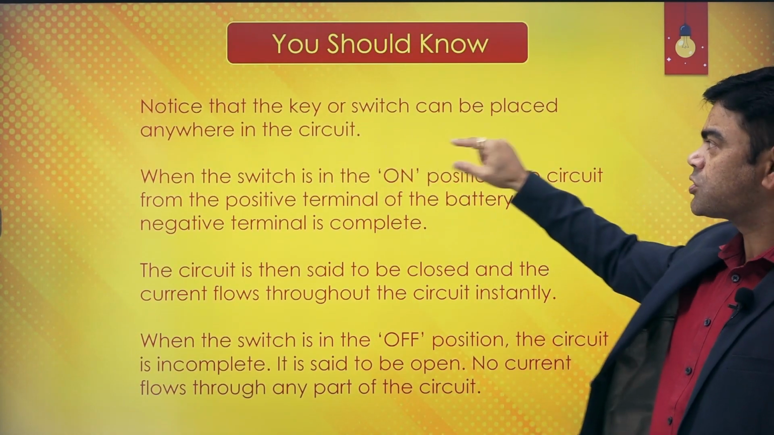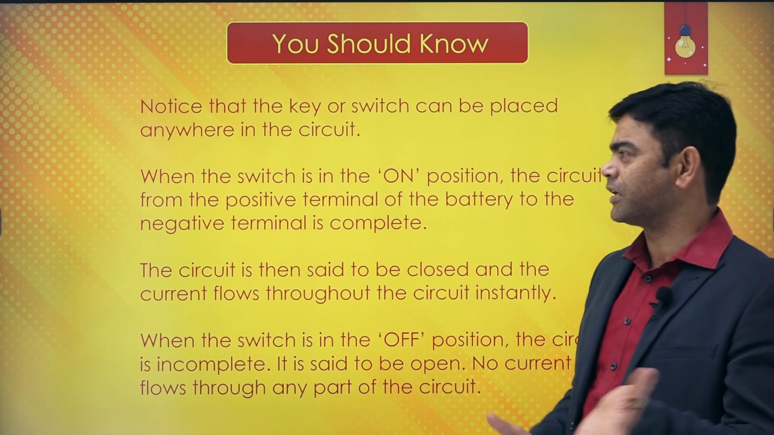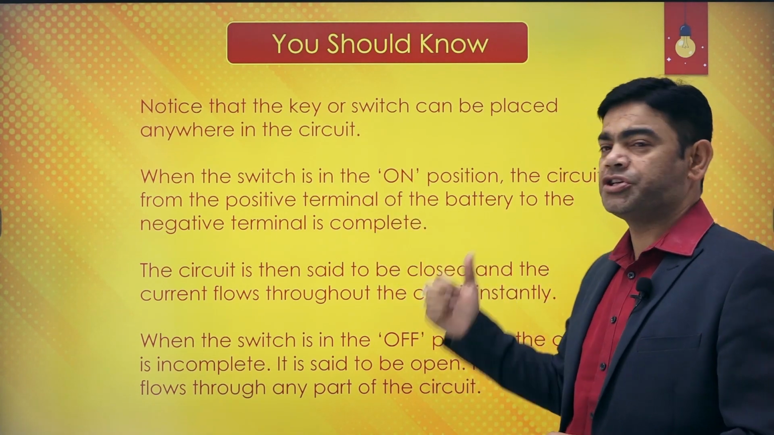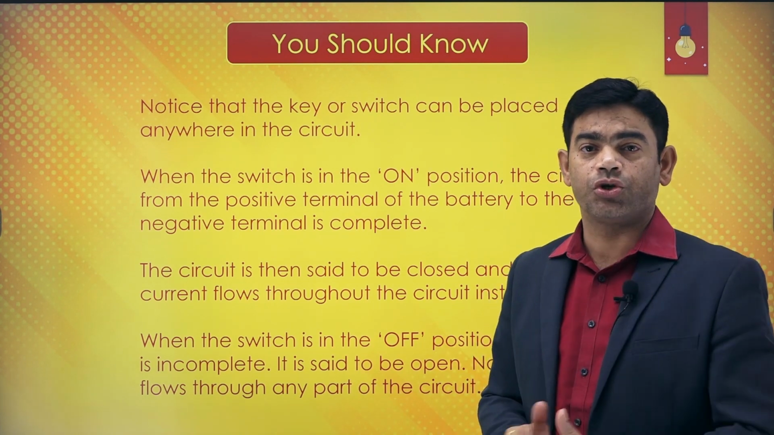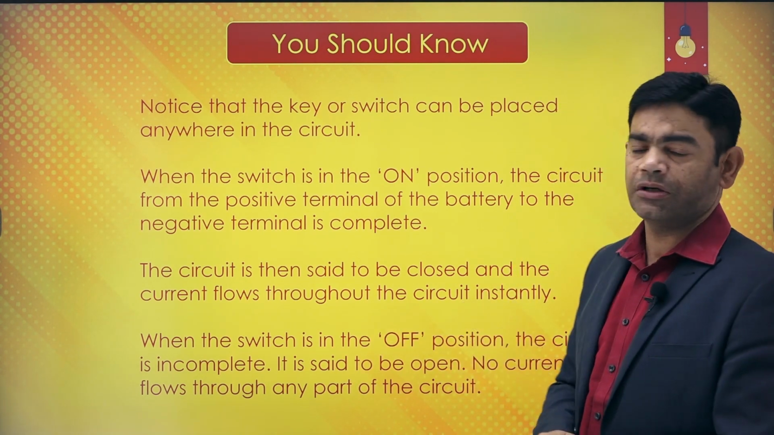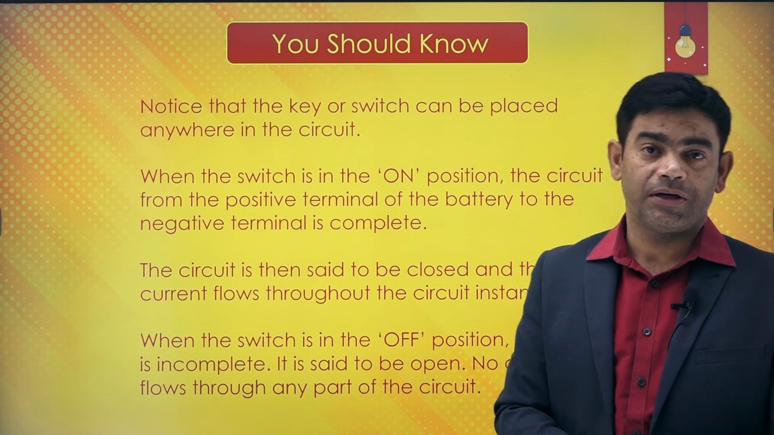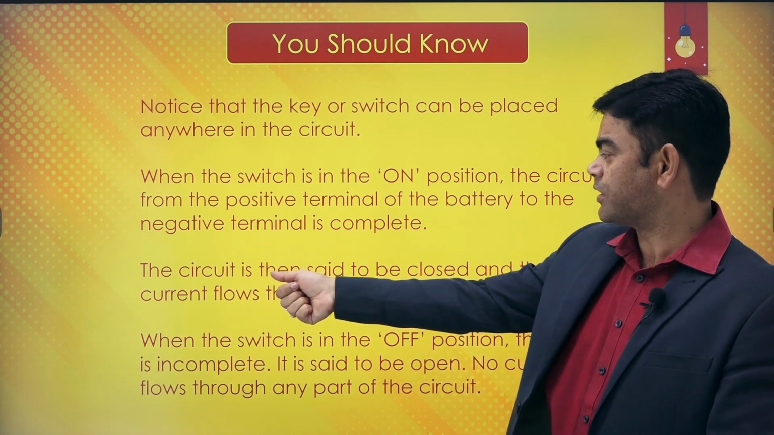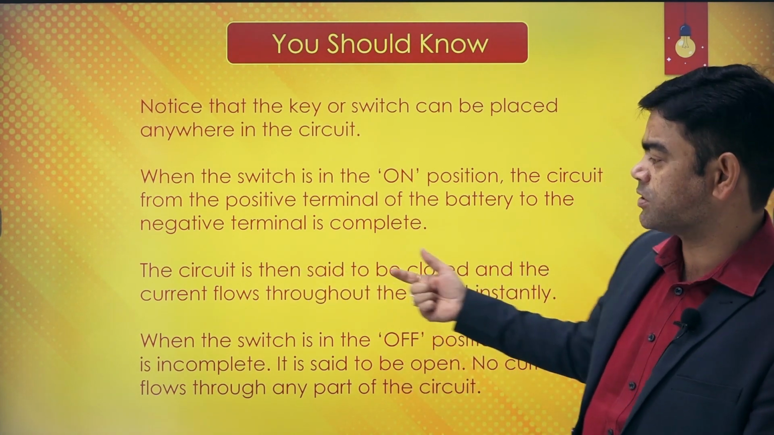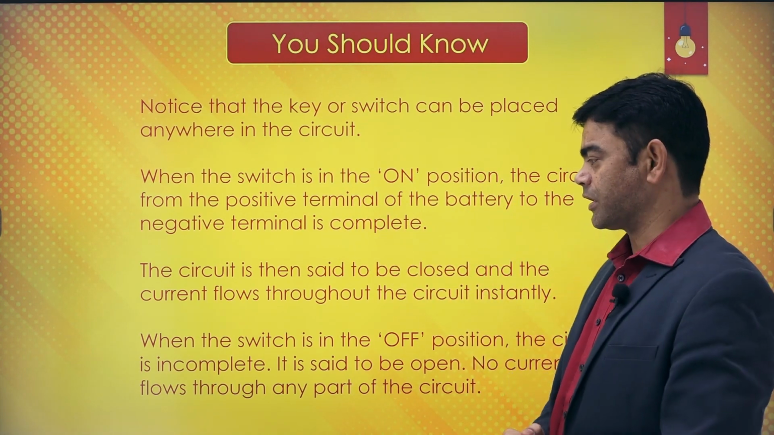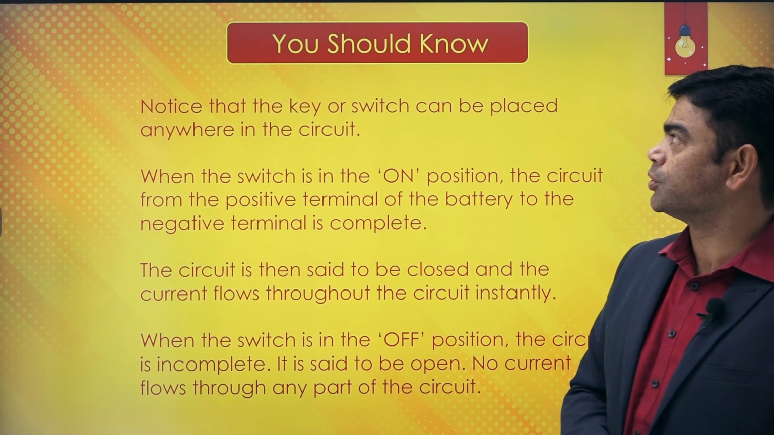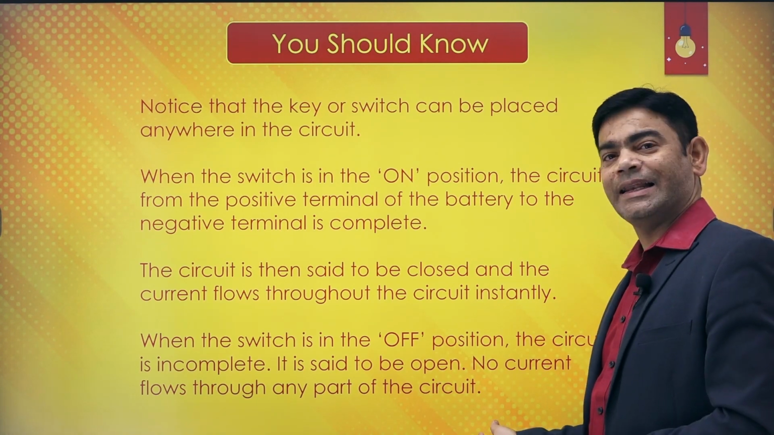So the key or switch can be placed anywhere in the circuit, and when the switch is in the on position, it means the load is consuming the electricity, and the bulb is going to glow. The circuit is said to be closed when the switch is on, and when the switch is off, we call it an open circuit. Okay, so these points you should know about an electric circuit.